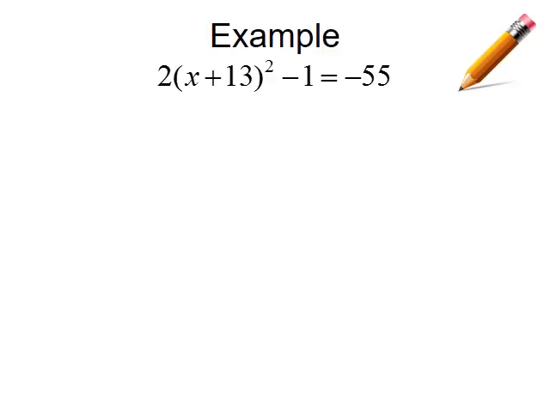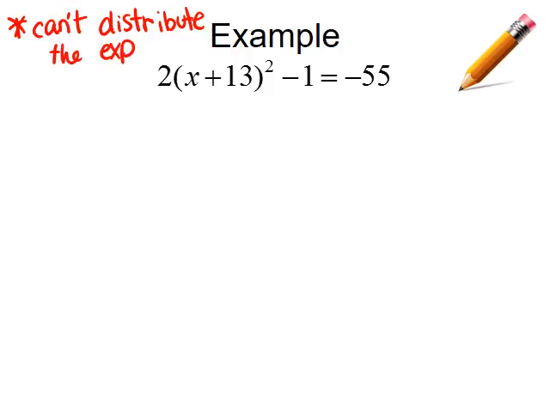Let's take a look at this example. Key things to remember here. You can't distribute the exponent. We compared that in class and in a previous lesson on why we can't distribute the exponent. Never ever try to do that. Also, we can't distribute the 2 because there's an exponent. So also watch out for that. I can't distribute the 2 because of that exponent.